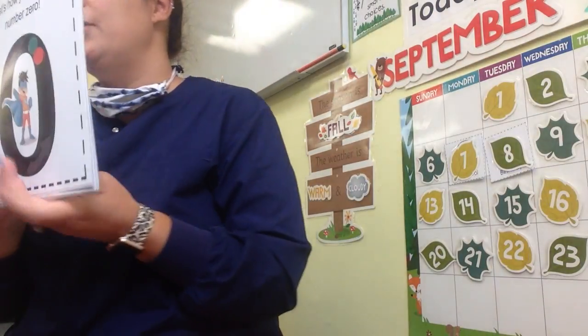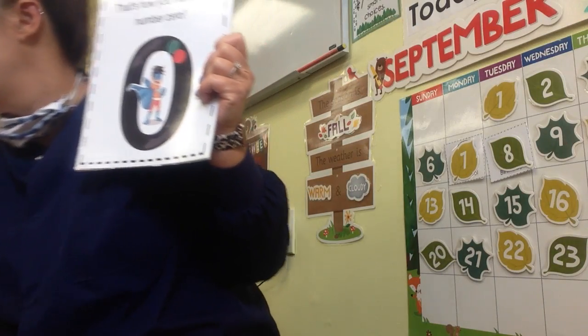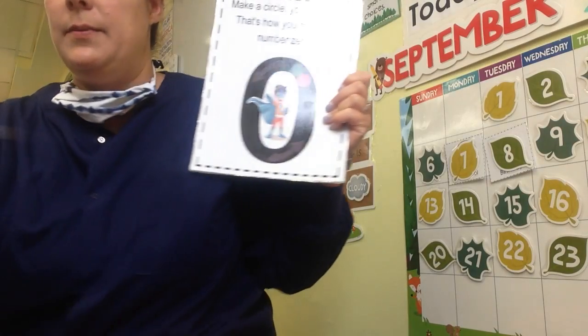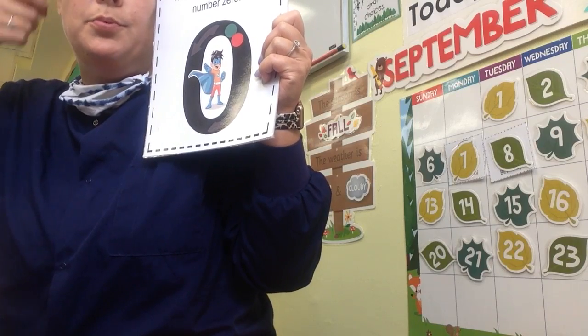Right here, I'm going to tell you how we write a zero. It's pretty easy with the zero. I can't hear you. You can't hear me? Well, you have to be quiet to hear me, okay? So turn up your ears. Boop, boop, boop, boop, boop, boop, boop.